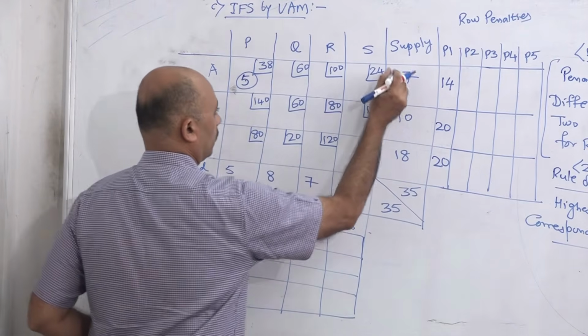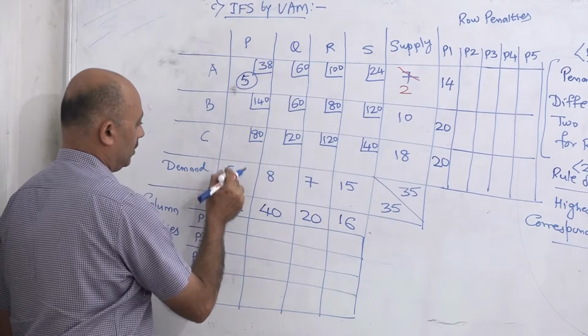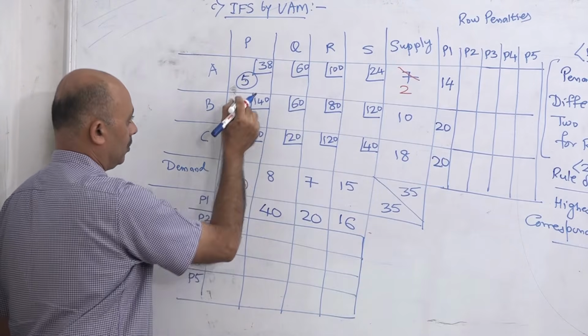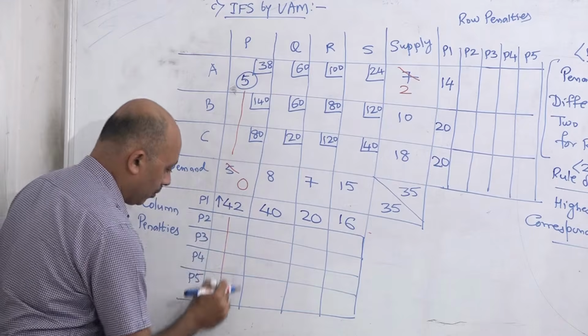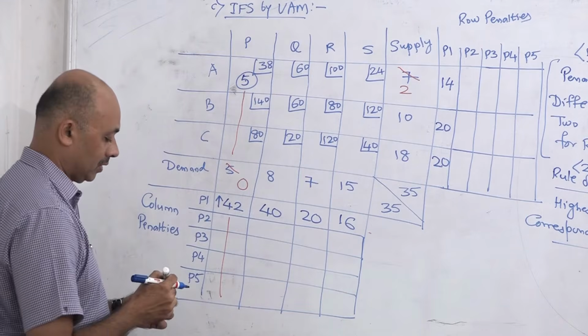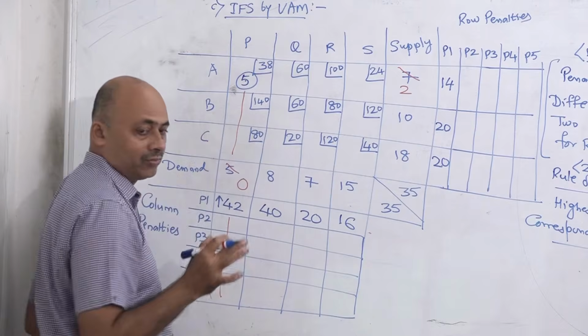Out of 7 we have given 5. So now balance is 2. For P, 5 out of 5 is given, so balance 0, column will cancel. Now this column is cancelled, so now there will be no penalty for this column. Now we can go to the next penalties. Now we will not consider these costs.